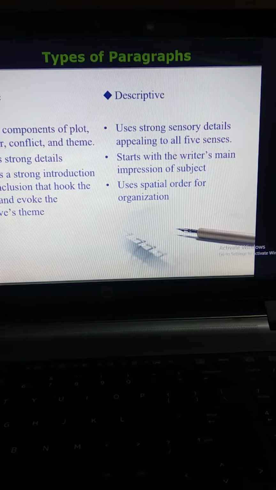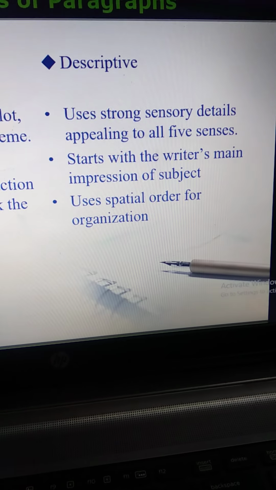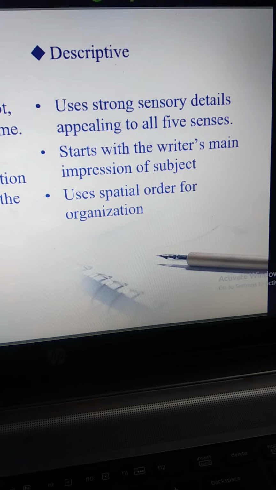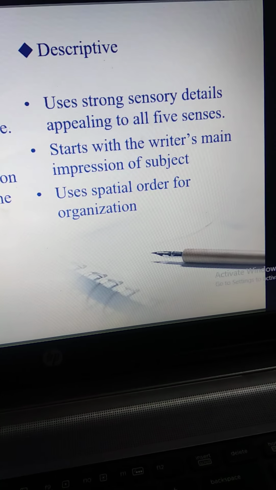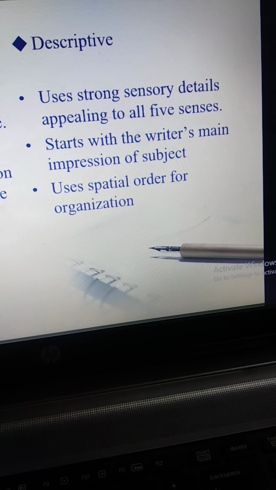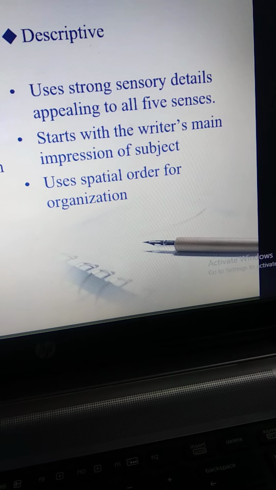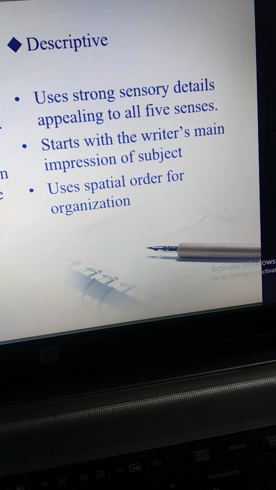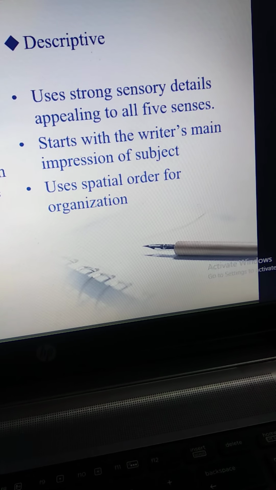The next that we are going to talk about is the descriptive type of paragraph. So descriptive means describing something. Something is already there and we are describing it. So while describing, we use very strong sensory details appealing to all the five senses. It was as cold as snow, right? It starts with the writer's main impression of the subject.